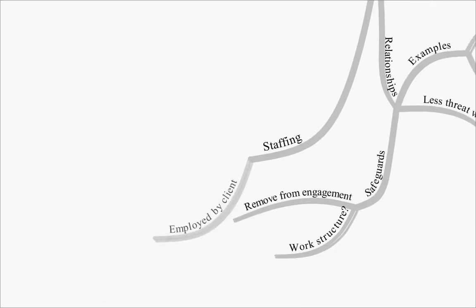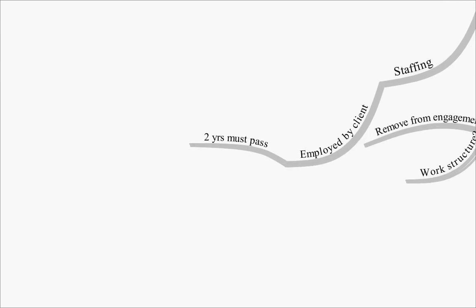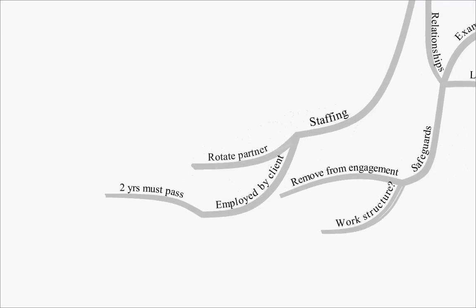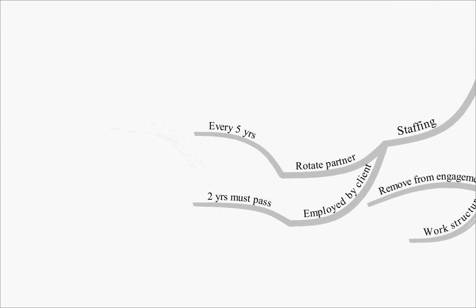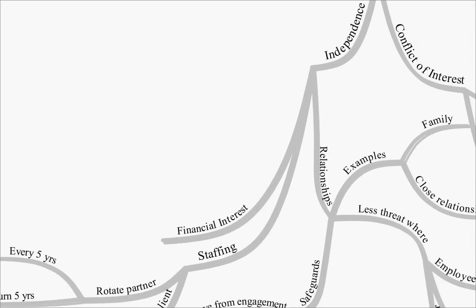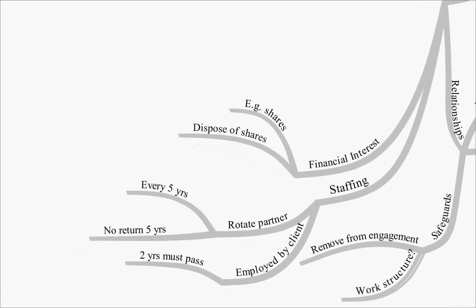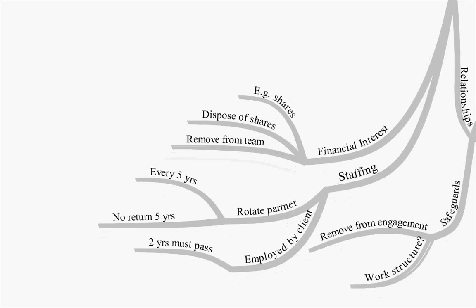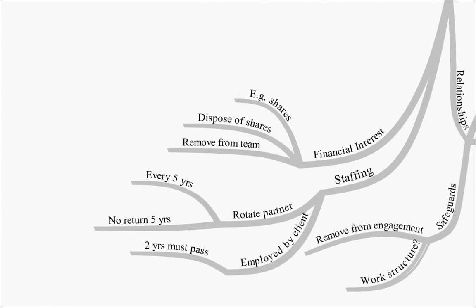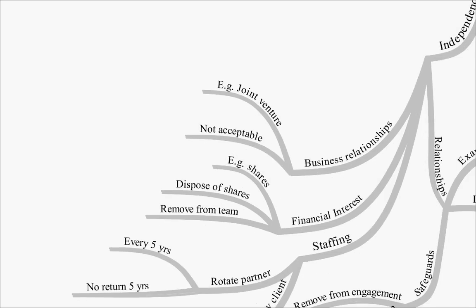Staffing then. If you are moving from your audit firm to be employed by a client, you must leave at least 2 years between working for the auditor and working for the client. You must rotate the audit partner every 5 years, and they can't be reappointed within 5 years. And this brings us on to financial interest. Financial interest, for example, would be if you have shares in the business. You must dispose of the shares or be removed from the team. Pretty straightforward on that one. A business relationship would be such a thing as a joint venture, and it's very simple as well. It's not acceptable. You can't have a business relationship with a client.